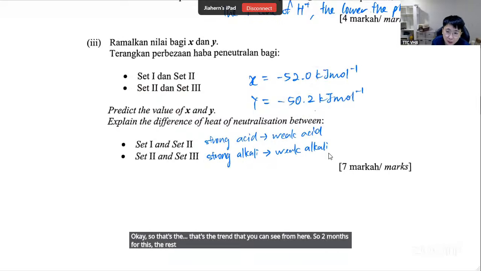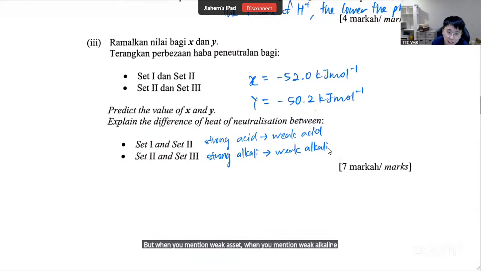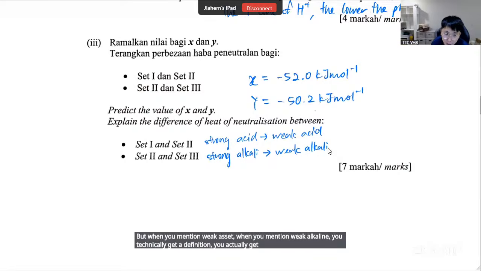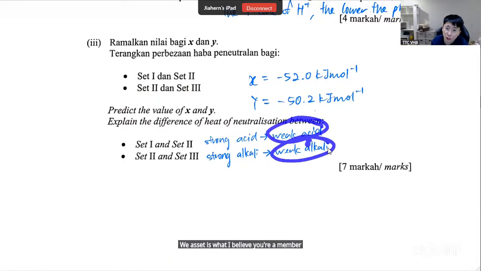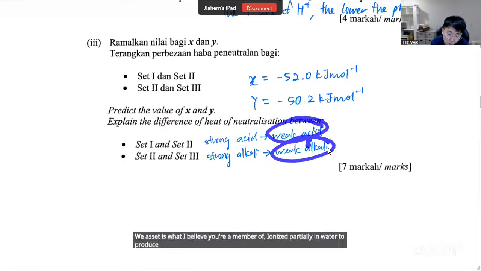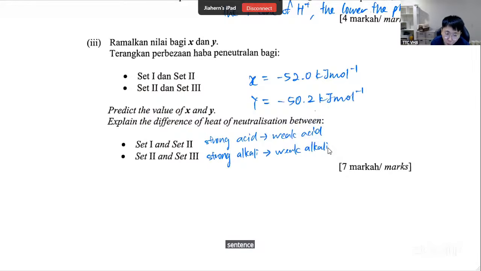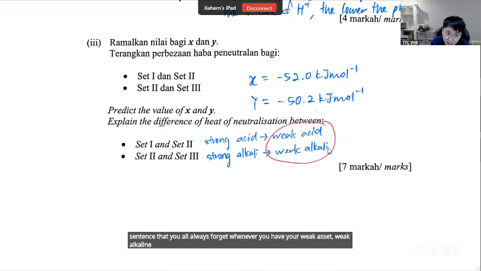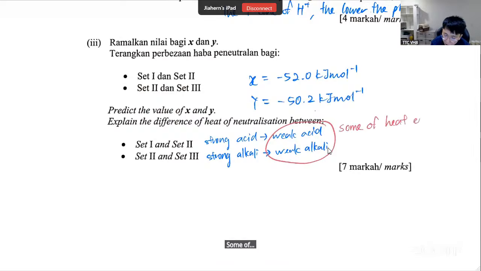The rest is to explain your weak acid, weak alkaline. But when you mention weak acid, weak alkaline, you technically get the definition marks already. But what is the last keyword? Weak acid is what? I believe you all remember, ionized partially in water to produce low concentration of H⁺. For alkaline, it produces low concentration of OH⁻. But what is the last sentence that you always forget? Whenever you have weak acid, weak alkaline, the last sentence is: sum of heat energy absorbed.